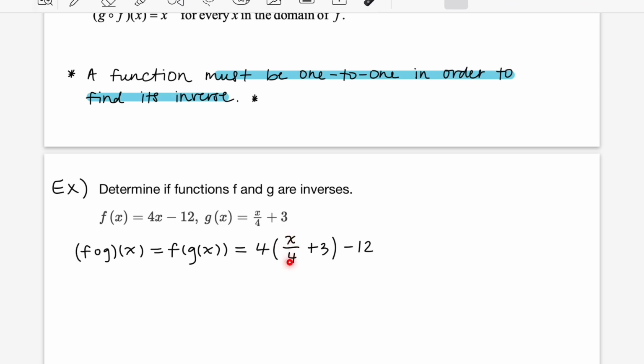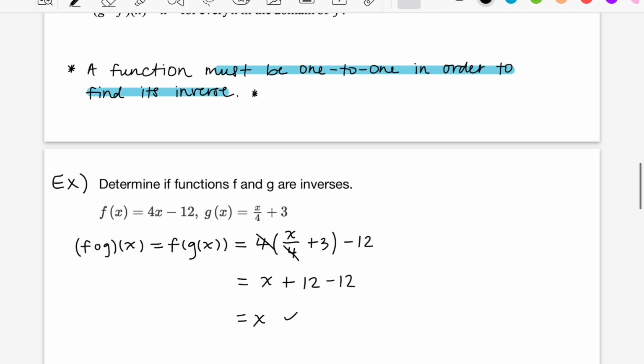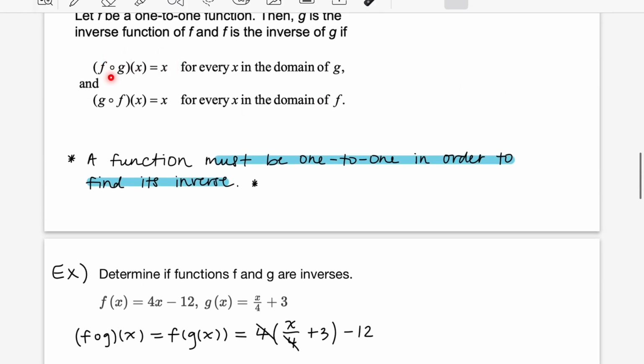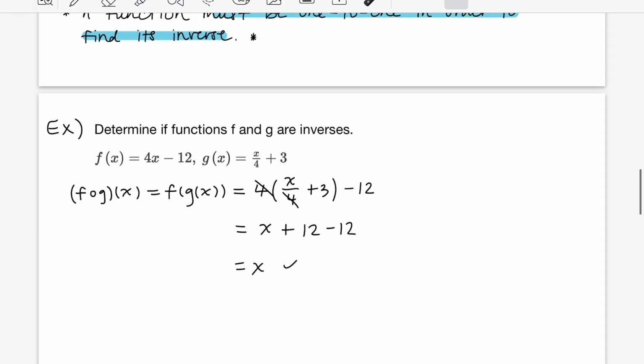Okay. So this 4 will multiply both terms in our parentheses, and these will cancel. So we'll get x plus 4 times 3, which is 12, minus 12. So we get x here. So this first one is satisfied. Now we have to look at the next one.